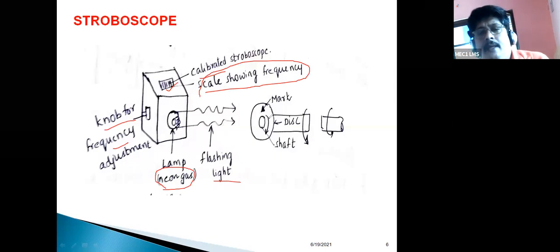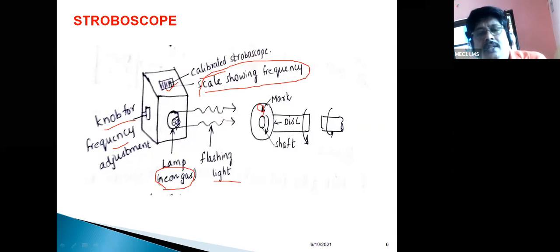Now if you observe clearly, one mark is there. Here a shaft is rotating, a shaft whose speed has to be measured. On the other end of the rotating shaft, we are arranging a disc which is mounted on the rotating shaft. On the disc one mark is there.